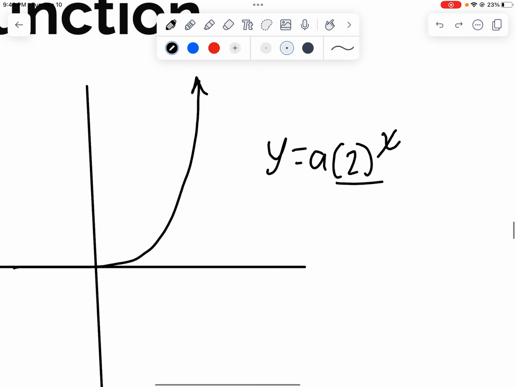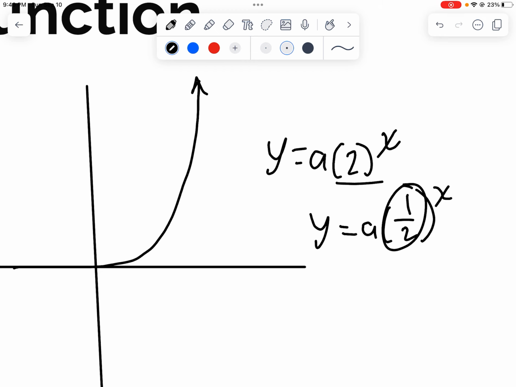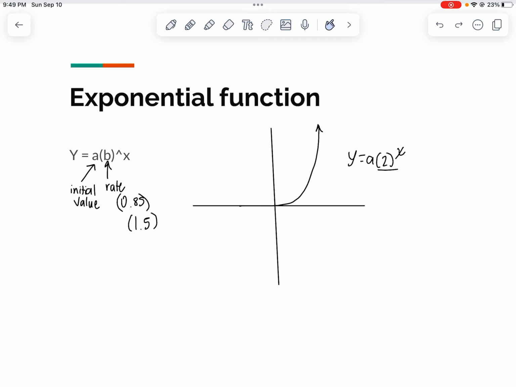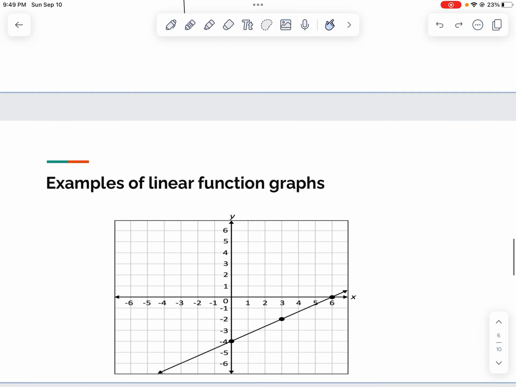And there's also half-life, which we'll go over in another video. Half-life means it's literally y equals a times 1/2 to the x. So this is the rate. That's what half-life means. That's a little more difficult for exponential functions, but we'll go over that later.